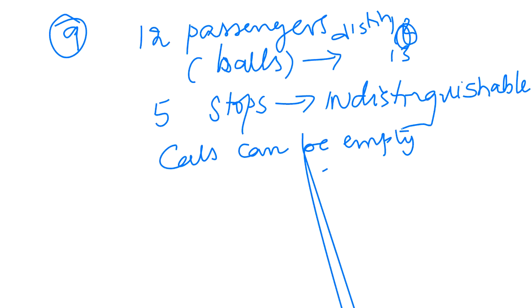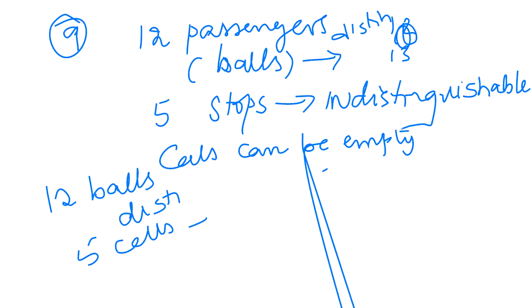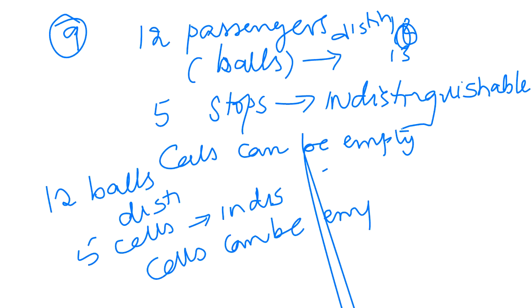So for problem number 9, there are 12 balls which are distinguishable and 5 cells which are indistinguishable, and the cells can be empty because there are some stops where people might not have even got down. So this is going to be case 3.